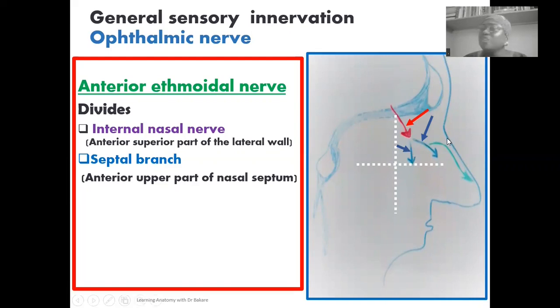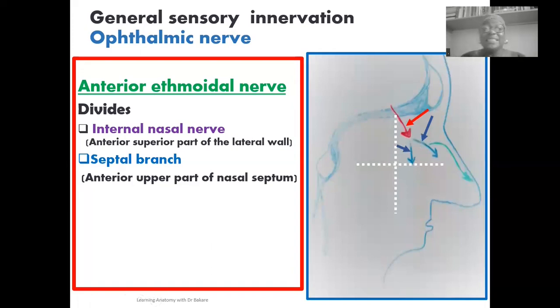ethmoidal nerve, which of course is a branch of the nasociliary nerve, which branches from the ophthalmic. And we know the ophthalmic is a branch of the trigeminal nerve. So if you try to trace it back, you see that it is the first branch of the trigeminal nerve, which is the ophthalmic, that gives off the nasociliary, which finally gives off the anterior ethmoidal nerve. And this nerve will be seen to supply this specific region, both the lateral wall and also the nasal septum of the anterior superior part of the nasal cavity.